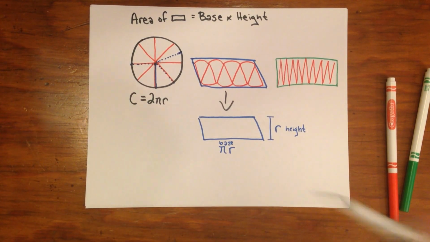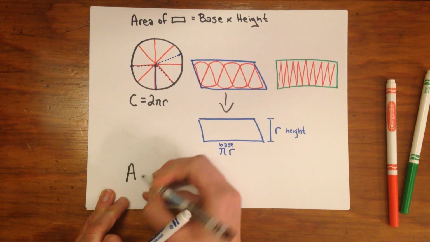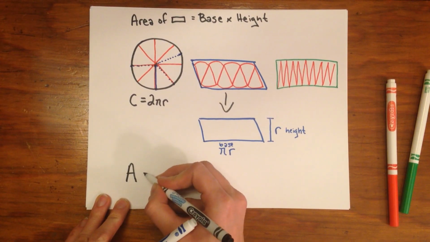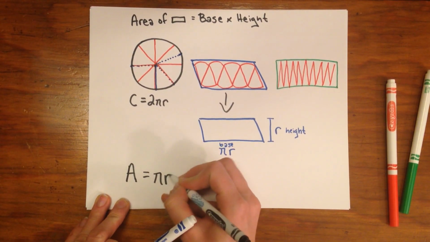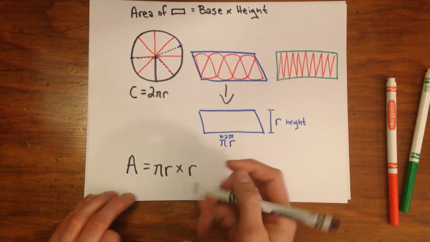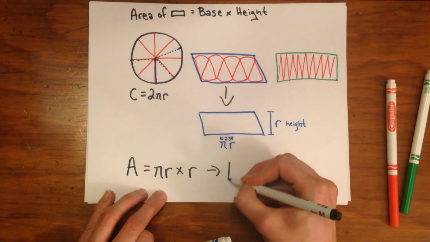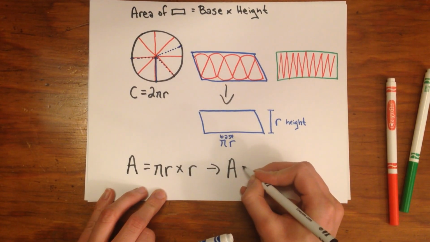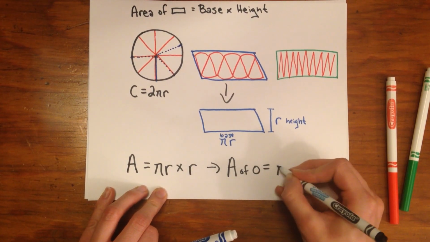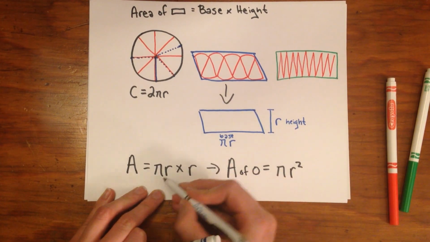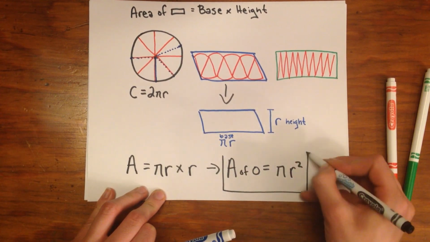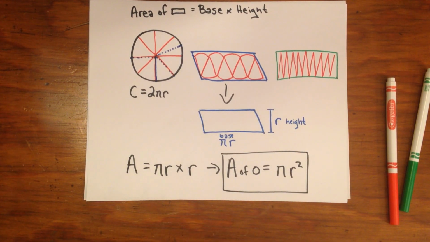Then that's going to give us our area for our circle. Because if we remember, since it's a parallelogram, we can take our base times our height. So our base is pi r times our height is r. And then if we want to simplify this further to make it look even nicer, we're going to get area of a circle is going to equal pi r squared. We just put those two r's together to get r squared. And you'll end up with your area for a circle. Area of a circle equals pi r squared.